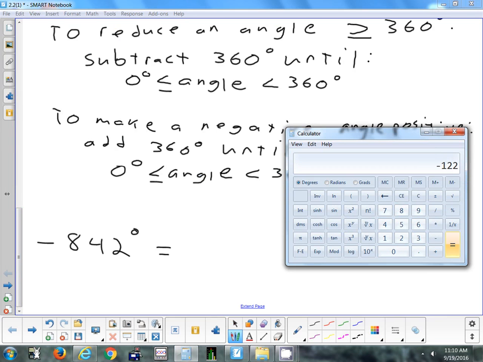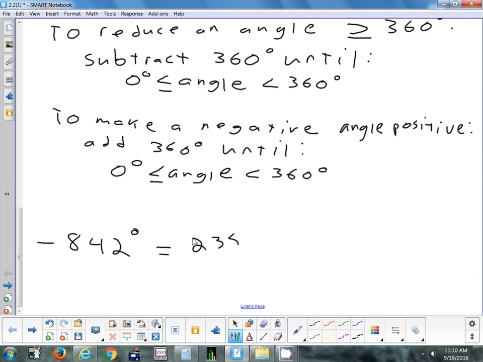Do it one more time. Still not positive, so one more time. Okay, so negative 842 degrees is exactly the same as 238 degrees. We just add 360. In this case, we had to do it 3 times. Now, this is not an angle we would probably work with in unit circle trig. 238, it's kind of a messy number to work with. We're generally going to work with angles that are multiples of 45 and multiples of 30.